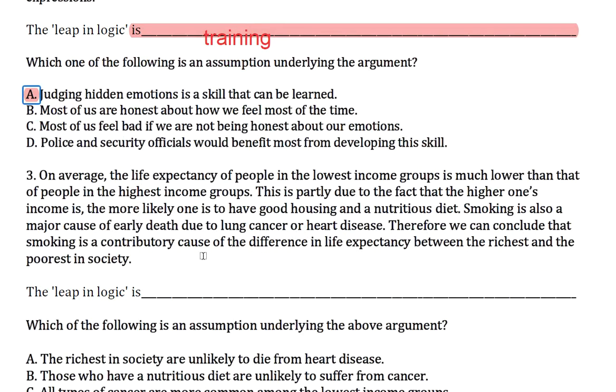All right, question 3. "On average, the life expectancy of people in the lowest income groups is much lower." All right, let's highlight some of these again. Lowest income groups, what does that mean? Much lower. Again, I'd prefer to know the percentages. Highest income groups. "This is partly due to the fact that the higher one's income is, the more likely one is to have good housing." Yeah, what is good housing? "Nutritious diet. Smoking is also a major cause of early death due to lung cancer or heart disease." All right, yeah, early death, what's that mean?